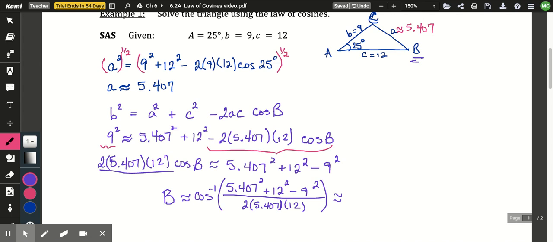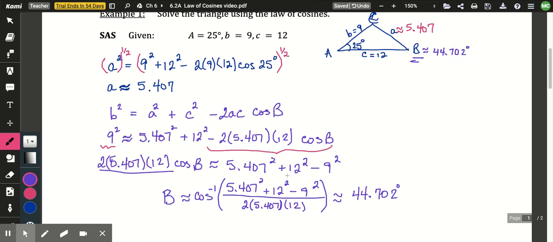Okay, now I'm finally ready to put that in the calculator. So I'll go ahead and pop that in. And I get 44.702 degrees. All right, so now I have angle B. I'm going to go ahead and put that up on my diagram. That's 44.702 degrees.